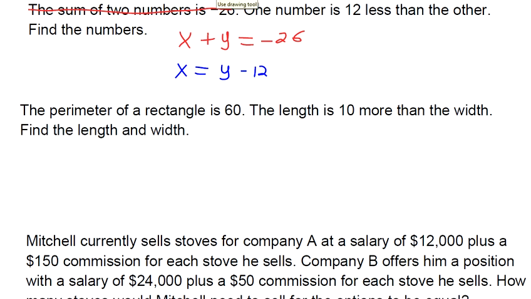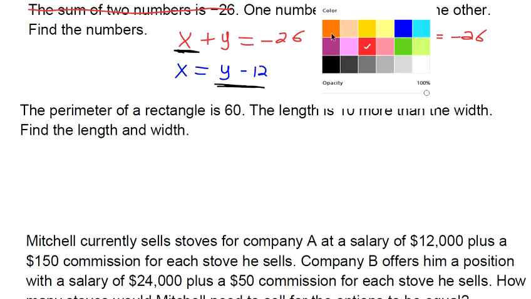So now we got a system of equations, and this particular system is set up to use something called the substitution method, because we know what x is. X is y minus 12. So instead of x in my red equation, I'm going to put y minus 12 in its place. And then I'm going to copy down the rest of the red equation. And now it's an equation with just one letter. That's something I can solve.